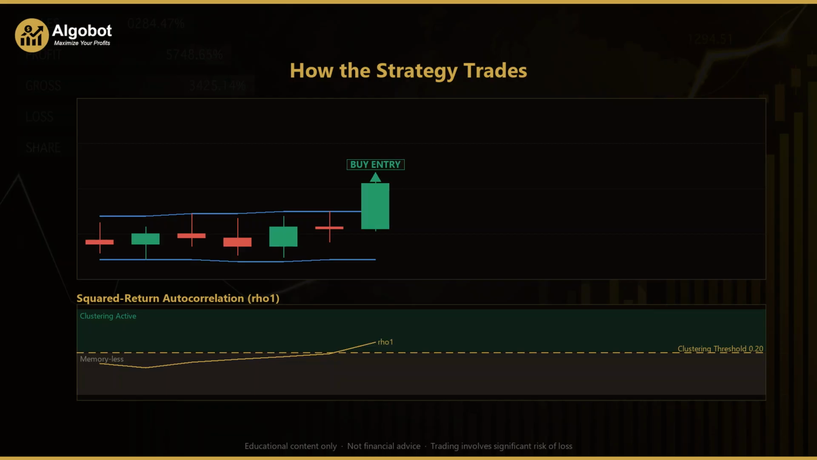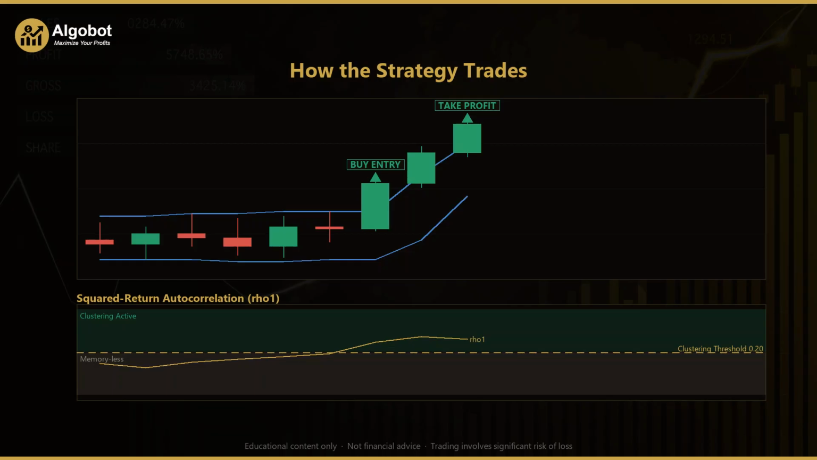All three conditions are satisfied at once. Clustering is active, the close is above the upper channel, and the bar is bullish. The EA signals along, and you can see the buy entry marker appear. From there, notice how the trade has room to run. Because volatility clustering suggests large moves tend to be followed by more large moves, the breakout doesn't immediately snap back.